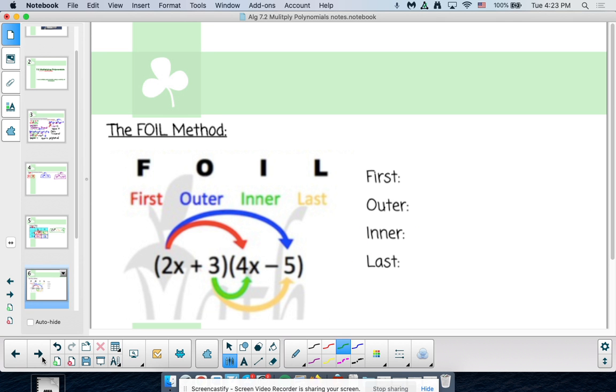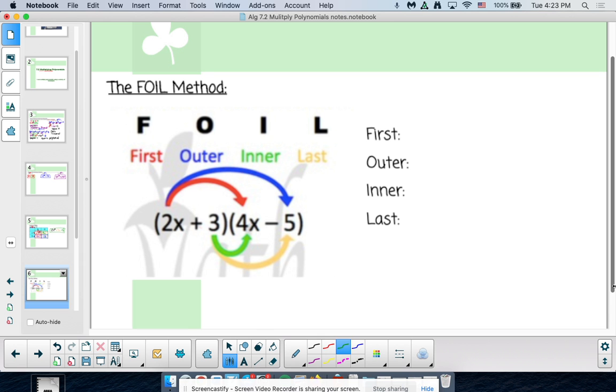So now the FOIL method is an acronym. So FOIL stands for something. So the F stands for first. The O stands for outer. The I stands for inner. And then the L stands for last. But what does that actually mean? So let's break it down.